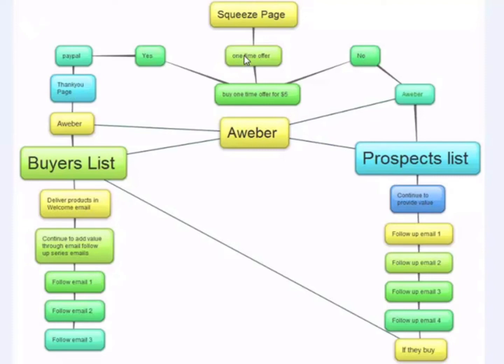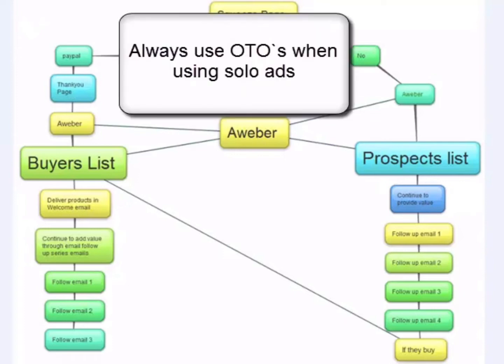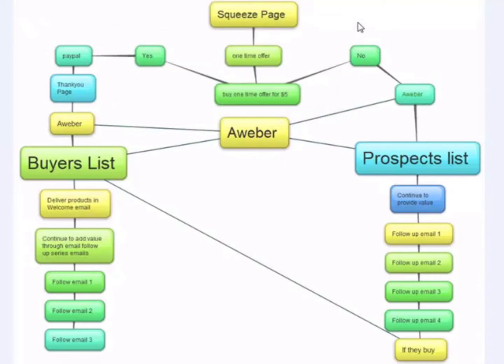Now the first tip is you must always use one-time offers when you use solo ads. Solo ads are one of my secret traffic resources that I've been using for a while, and they're very, very effective at building your list. But when you use solo ads, you want to try and recoup your investment, because obviously it is paid advertisement, but it is fairly cheap as long as you get some good ads.